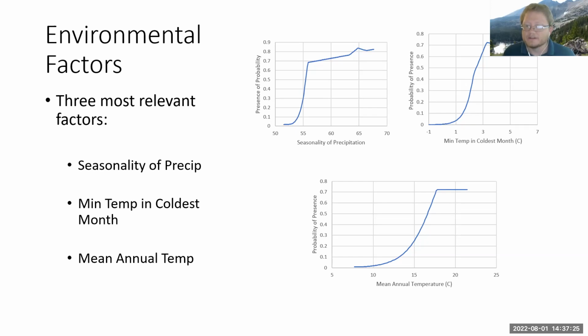And you can see right around 0 degrees for minimum temperature, probability essentially goes to almost 0, which is what we see and what we would expect. So that was a good thing to see.